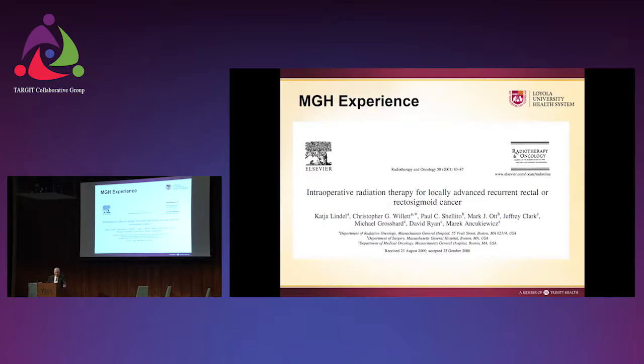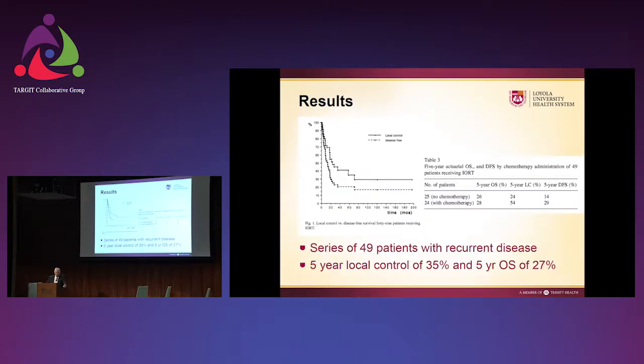This is some of the MGH experience with intraoperative radiotherapy for locally advanced or recurrent rectal or rectosigmoid carcinoma. The 5-year local control was 35% in a series of 49 patients with recurrent disease. Again, is that better than what it would have been? We have no really good randomized trials, but they're suggesting that intraop can help.